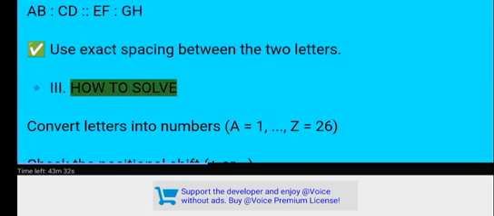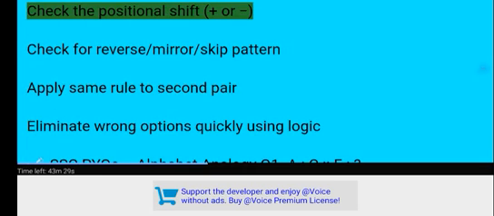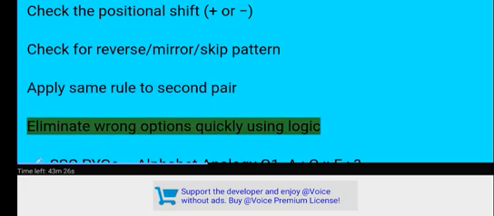3. How to solve. Convert letters into numbers, A equals 1, Z equals 26. Check the positional shift, plus or minus. Check for reverse, mirror, or skip patterns. Apply the same rule to the second pair. Eliminate wrong options quickly using logic.